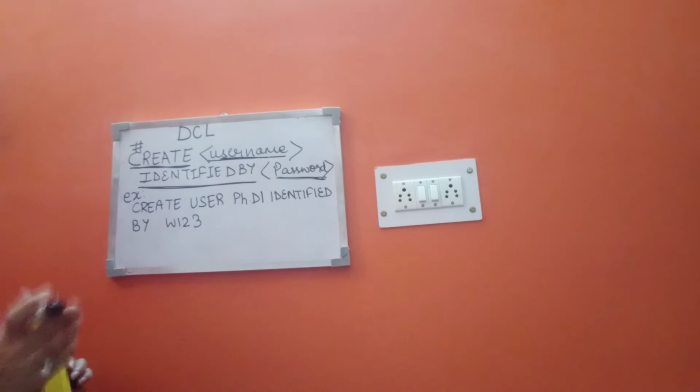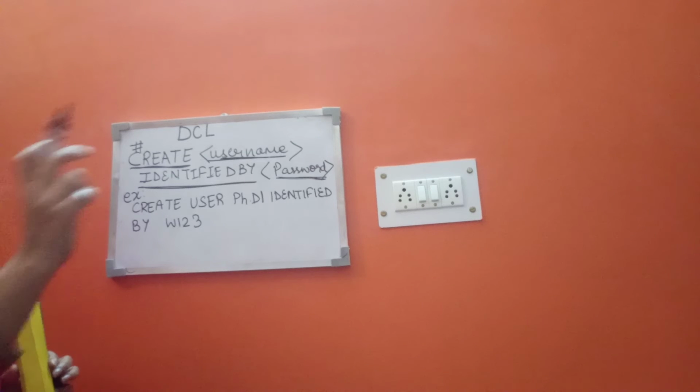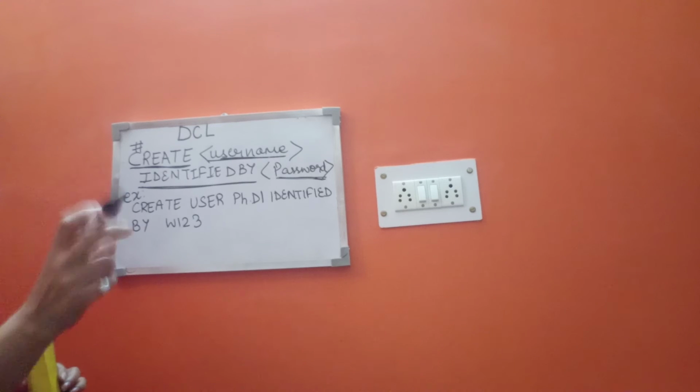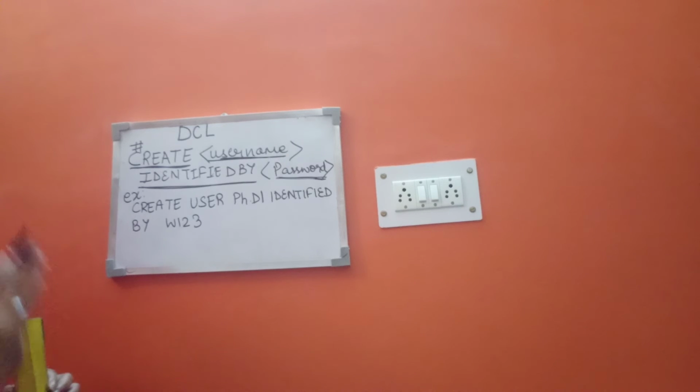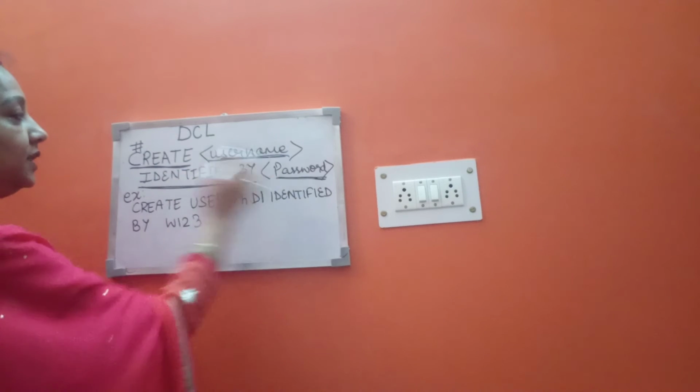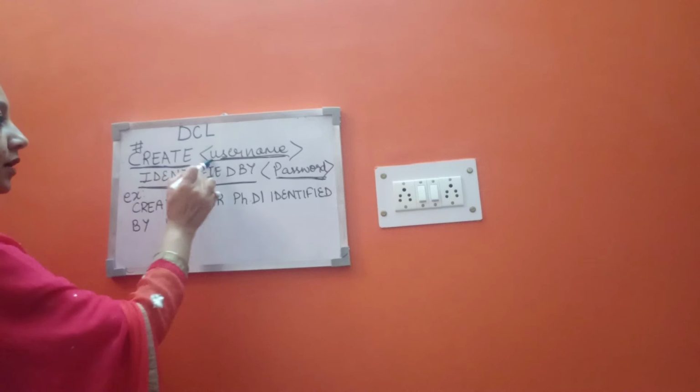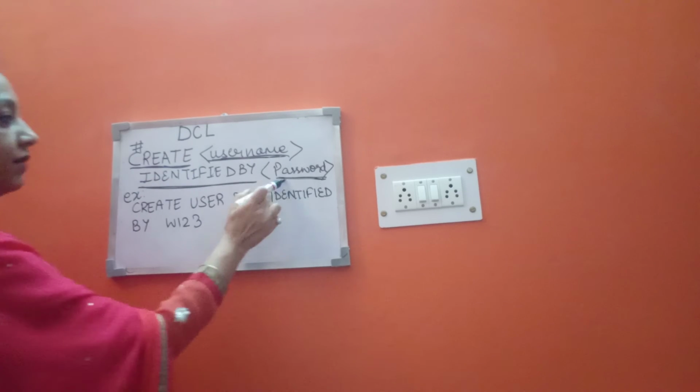This is what happens when you log into any website. You provide your username, then you provide your password, and when both of them are valid, only then you are allowed to log in to that website. So this is done using the DCL statements. It says create, give a username which is identified by this password.